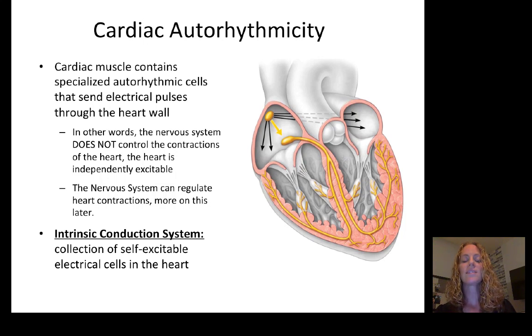Of course, the nervous system can modulate and modify the contractions of the heart, but the heart can beat on its own, completely independent. So the heart is independently excitable because of these autorhythmic cells. The nervous system can regulate heart contractions, and I'll show you that in a moment. These autorhythmic cells are called the intrinsic conduction system. They are self-excitable and do not require outside nervous system activity.